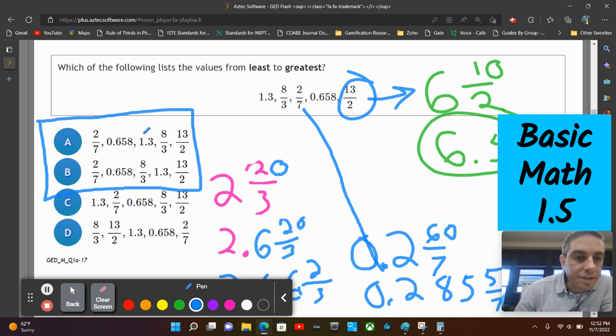Now the next difference comes from the third one in. It's either 1.3 or 8 over 3 that's bigger.